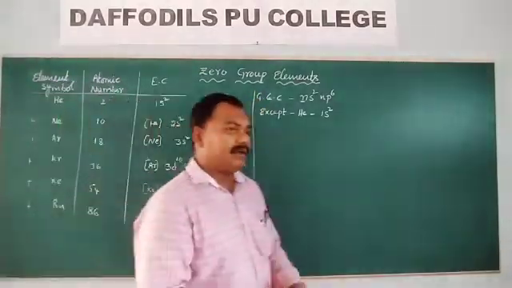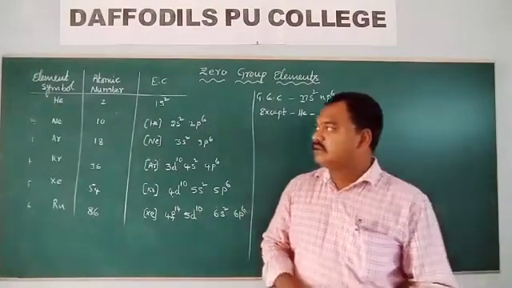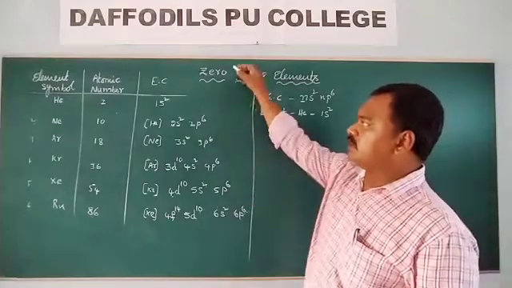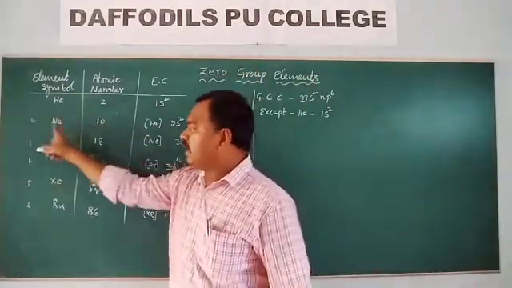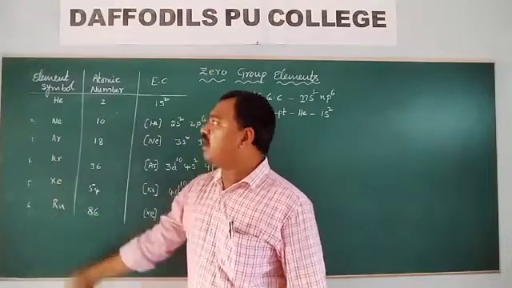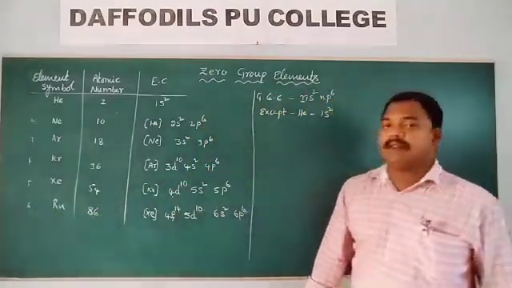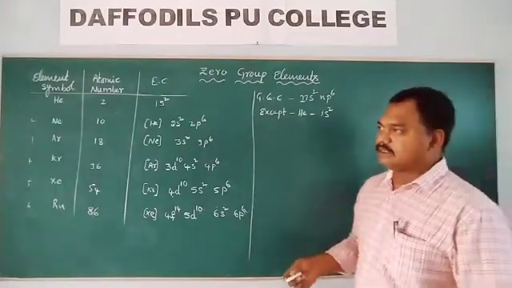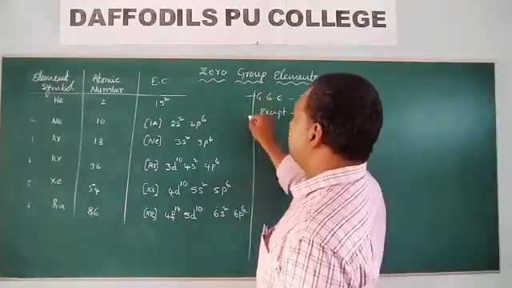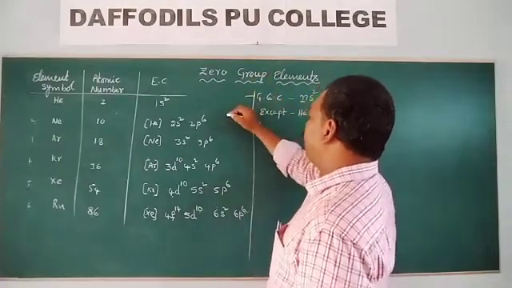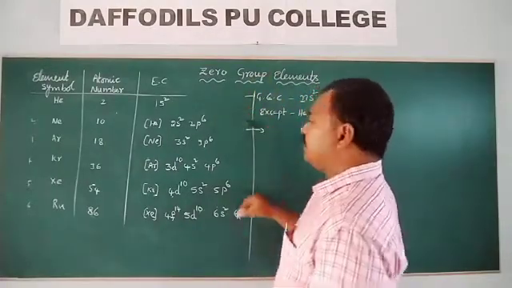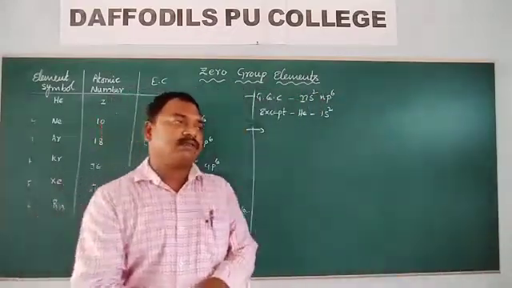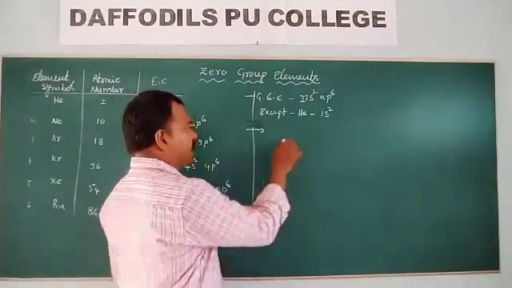Now look at some of the properties of these inert gases. First we will go from the first part, zero group elements. Helium, neon, argon, krypton, xenon, radon are called the zero group elements. First, why are these elements called zero group elements? Because these inert gases are present in between the first A group elements and seventh A group elements in the periodic table.